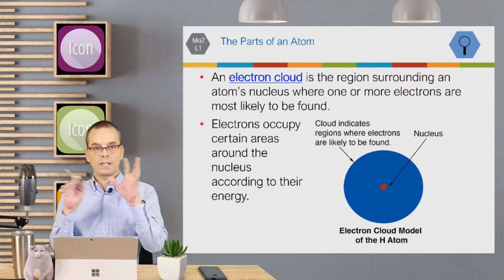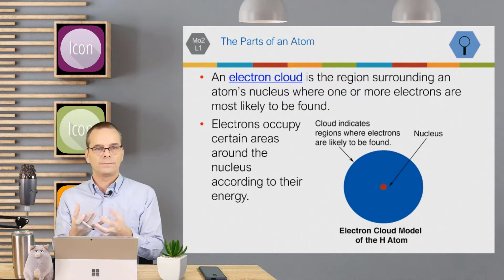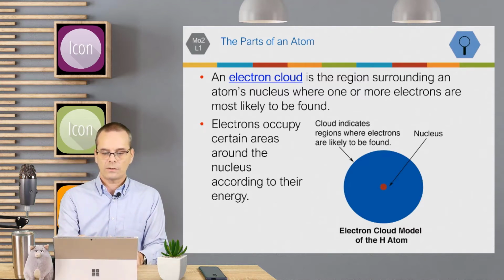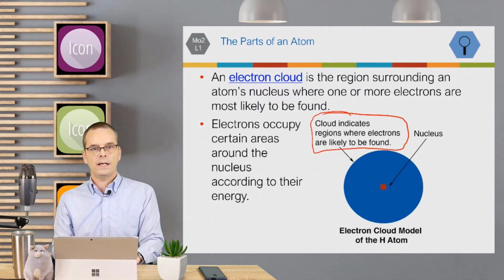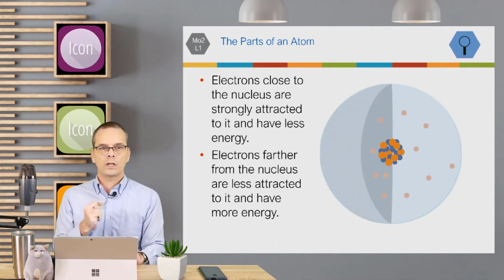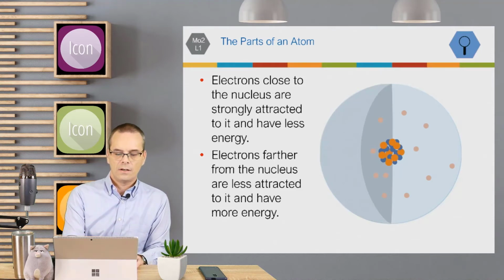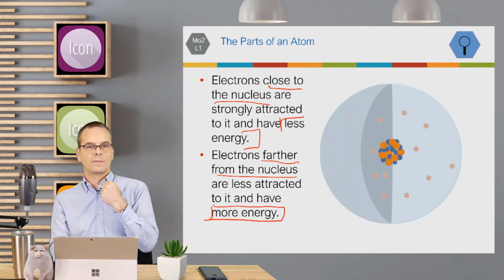That area where we're going to find the electrons, because remember they don't have specific paths, we just know that this is where they're located. We call that the electron cloud. So it's the area where we are most likely to find the electrons around the nucleus. Now remember that electrons close to the nucleus are strongly attracted to it and have less energy. And the electrons farther from the nucleus are less attracted to it, and they have more energy. So close, less energy. Farther, more energy.